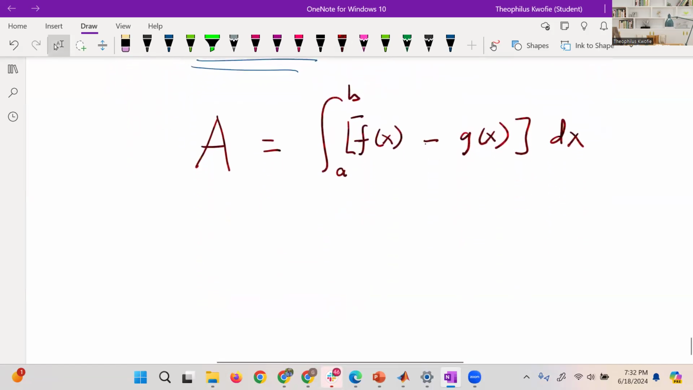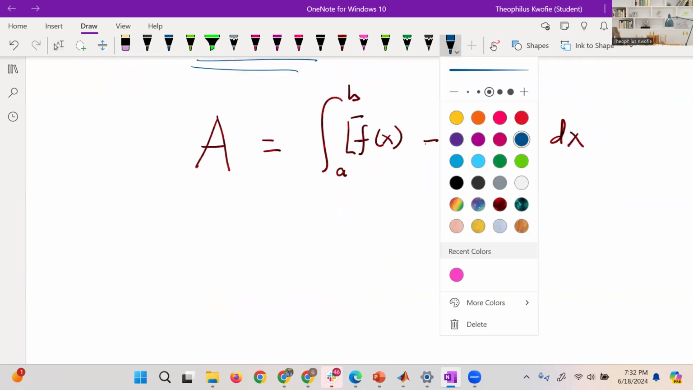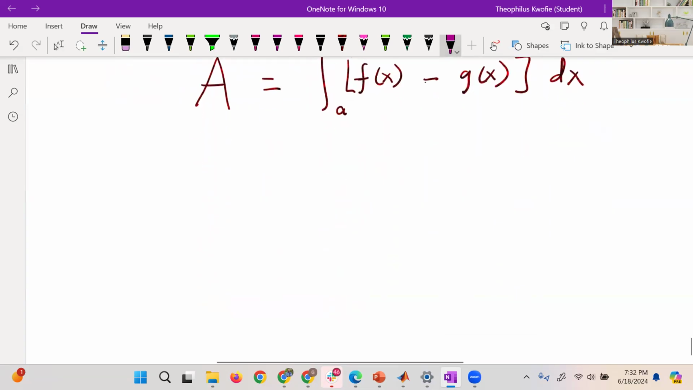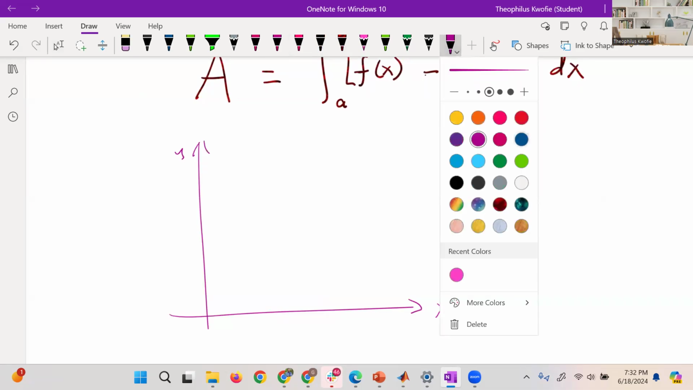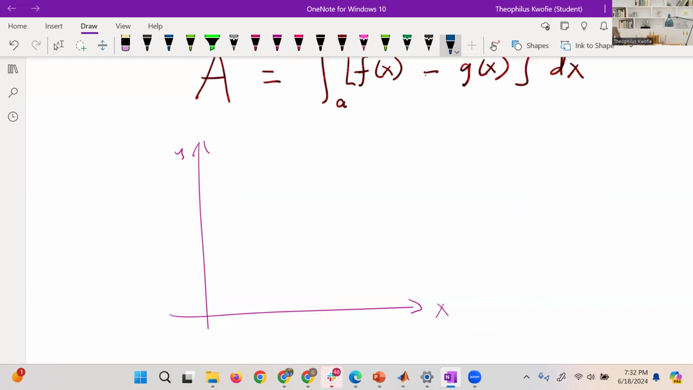But let me give you a pictorial picture so that you'll have a feel of what I'm trying to talk about. Suppose we are in the XY plane. Let me use a different pencil for me to elaborate what I want to say. Suppose that the graph of f of x is of this nature. So this is my f.